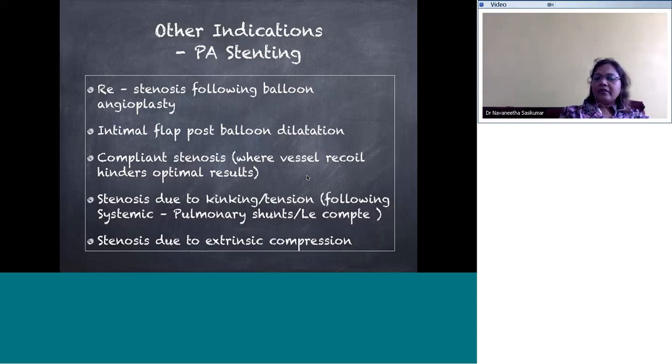Like, if you see patients on follow-up after arterial switch, the Lecompte, you can see that the pulmonary arteries are essentially stretched, and the stretching and compression on the aorta can cause stenosis. And if it is significant, then if you just dilate, it is not going to give any results. You will end up stenting. And of course, stenosis from extrinsic compression. This is common in the post-Norwood or situations where you have a huge aorta compressing on the PA. In such situations, also dilatation will not help. You have to essentially keep the vessel open by stenting it.